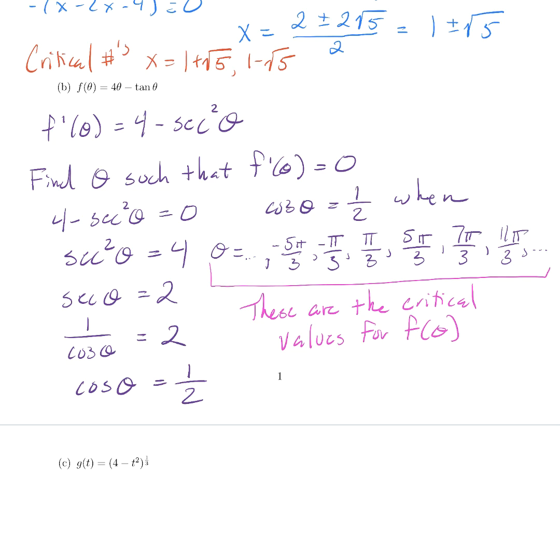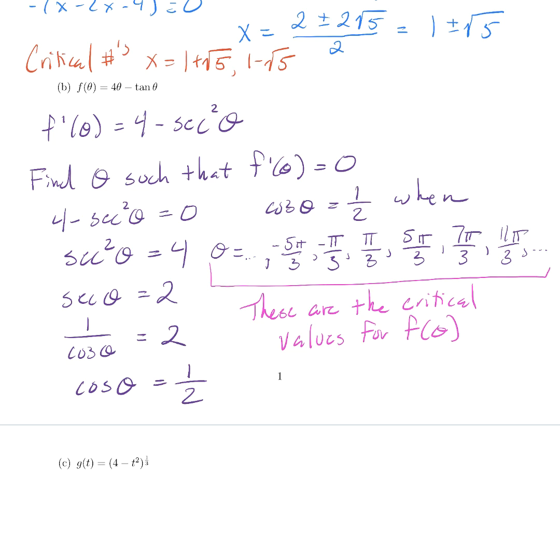Take the derivative of that function, f prime of theta is 4 minus secant squared theta. And so now again we want to find where f prime of theta is equal to 0. That's 4 minus secant squared. And that is 0 when secant squared of theta is 4, and that's going to be when cosine of theta is equal to 1/2.